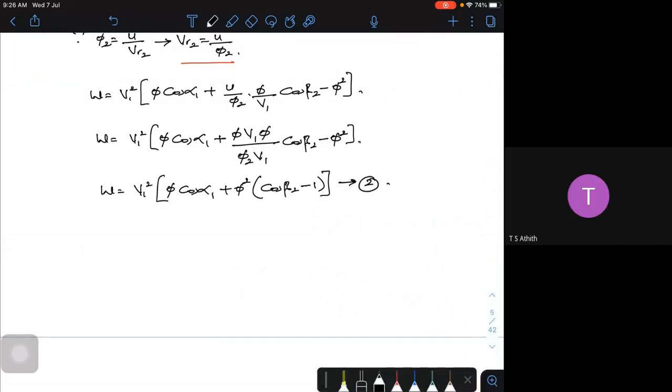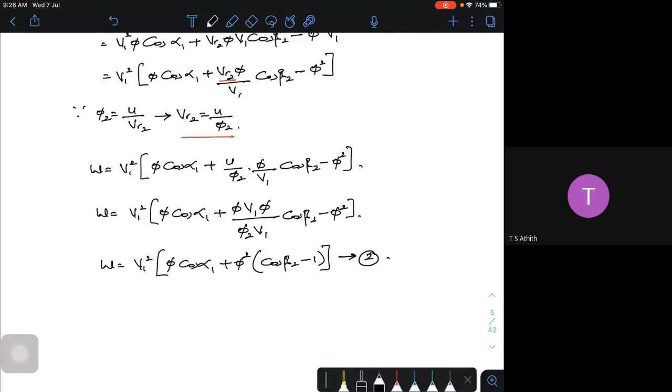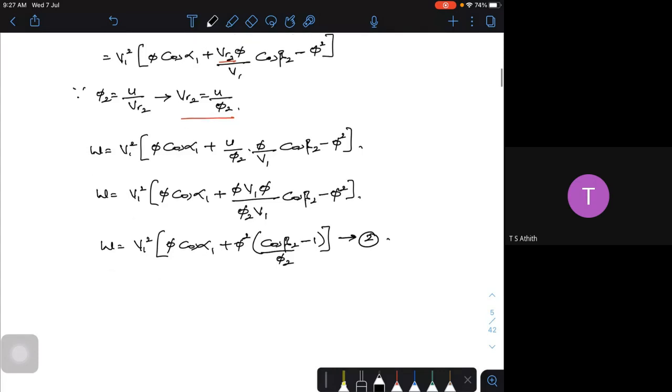Yes, cos beta 2 by phi 2 is missing. Cos beta 2 divided by phi 2. Yes, this is missing. Thank you. So phi 2 is missing. So it is phi square into cos beta 2 by phi 2 minus 1. Okay, that's fine. So this is the expression for work done.